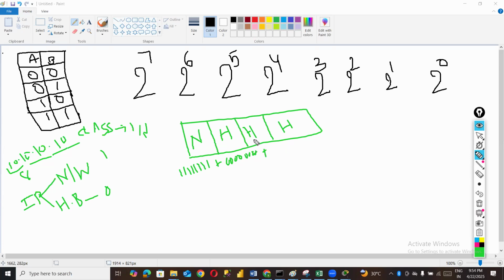Similarly, the same for this host as well, and for this as well. Same 8 zeros here. Let me clear this. Okay, 0 0 0 0. So in total, we have network bits and 3 host octets, right?